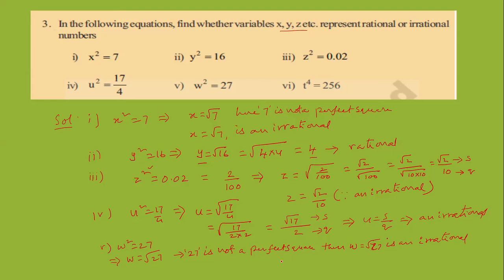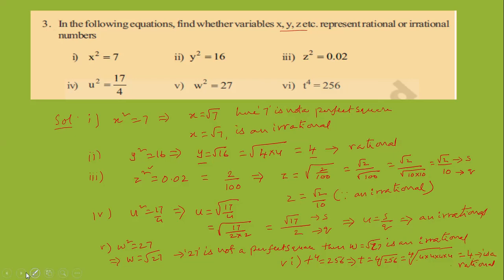Last one. Here, in the middle of the last row, I will write there: T to the power 4 is equal to 256. This may be written like this. That implies T is equal to the 4th root of 256. That means you write 256 as 4 into 4 into 4 into 4. It is the 4th root of 4 into 4 into 4 into 4, 4 times.